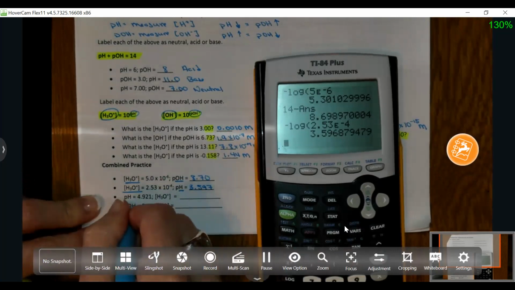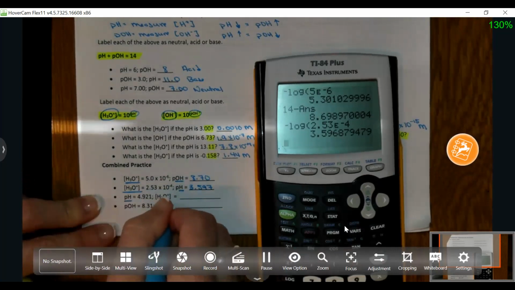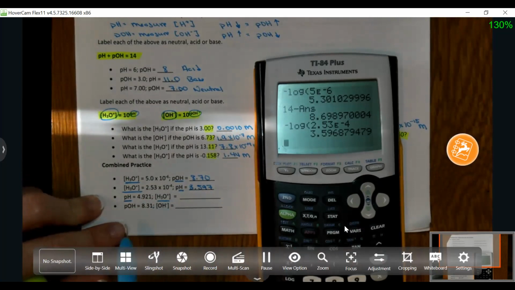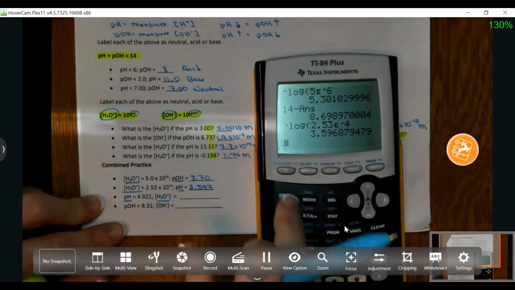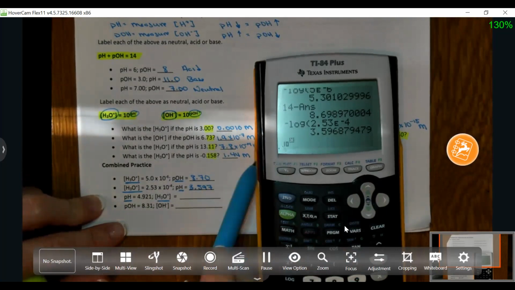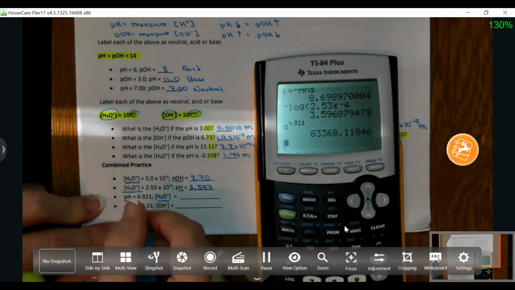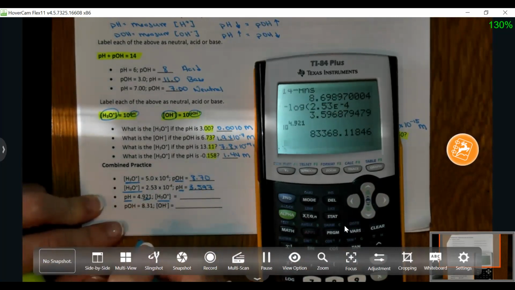Next, I'm starting with my pH, and I'm trying to find hydrogen ion concentration, or hydronium ion concentration. So if I'm given the pH, what I can do is my second log, so it's 10 to the negative 4.921. I've got 3 total sig figs, so I want 3 sig figs in my answer.